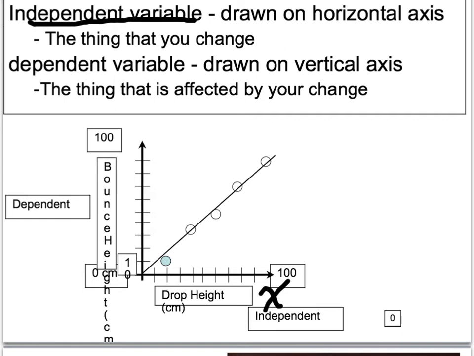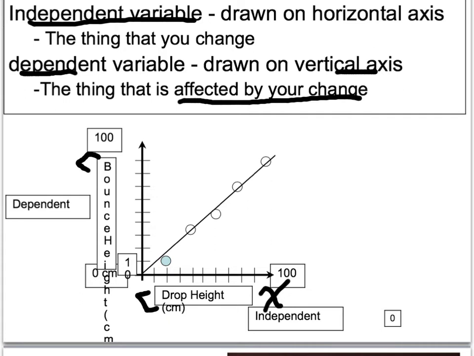Dependent variable. That's drawn on the vertical axis, and that is the thing that is affected by your change. So the more I change the drop height, the more the bounce height changes. The bounce height depends on the drop height. And so the thing that depends is a dependent variable.